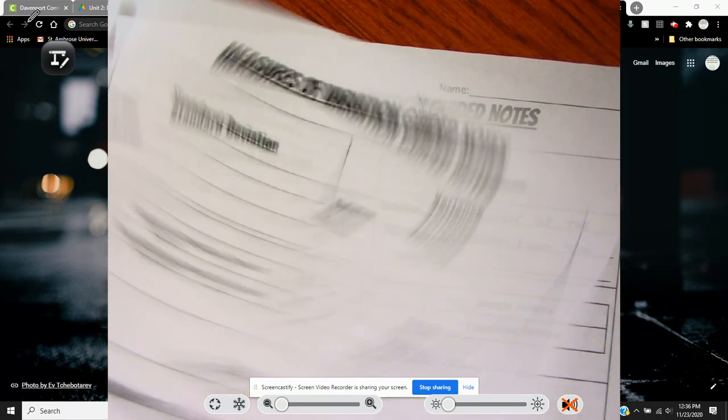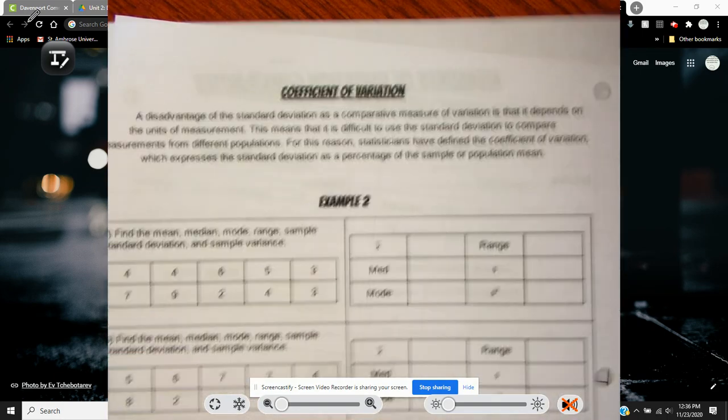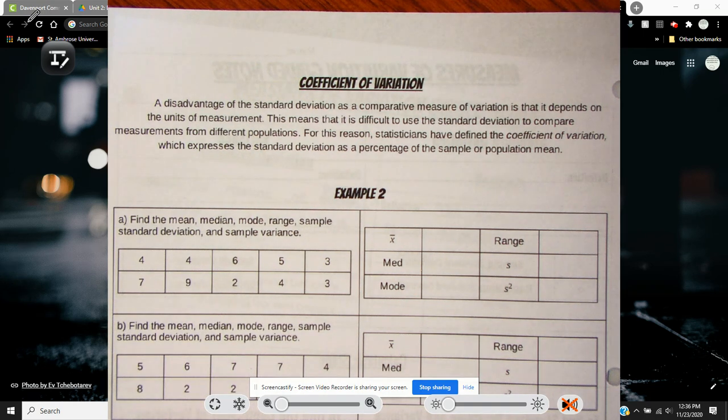Okay. On to coefficient of variation. A disadvantage of the standard deviation as a comparative measure of variation is that it depends on the units of measurement. This means that it is difficult to use the standard deviation to compare measurements from different populations. For this reason, statisticians have defined the coefficient of variation, which expresses the standard deviation as a percentage of the sample or population mean.